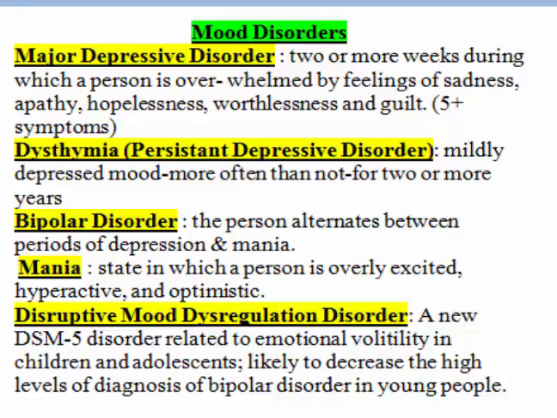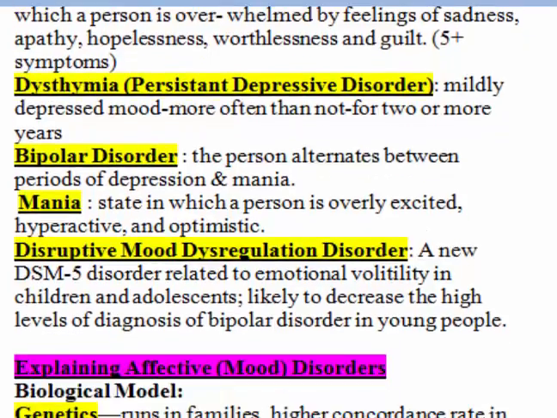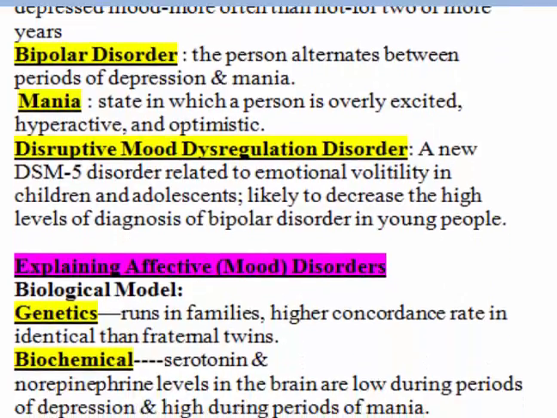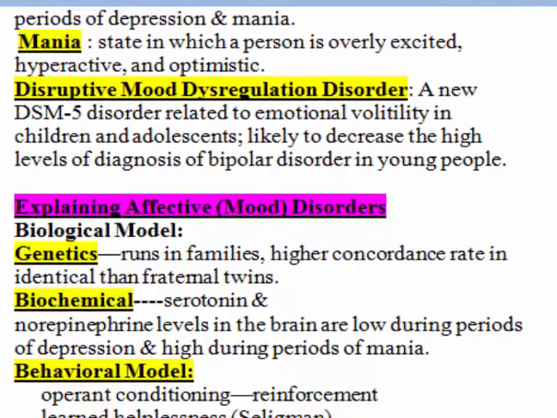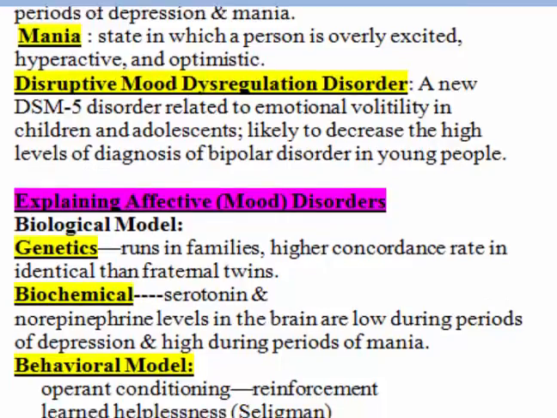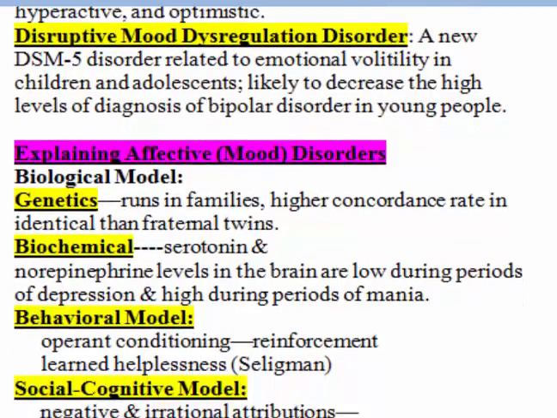And then a newer one under this category is called disruptive mood dysregulation disorder. This is a new DSM-5 disorder, and it's related to emotional volatility in children and adolescents. So this one's definitely had some criticisms in the DSM because people are worried that we're going to start to diagnose childhood outbursts and things like that as disruptive mood dysregulation disorder. But it is a new one to be aware of.